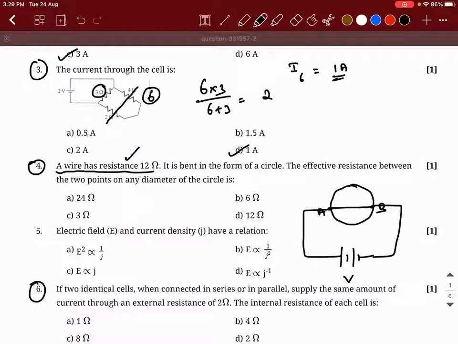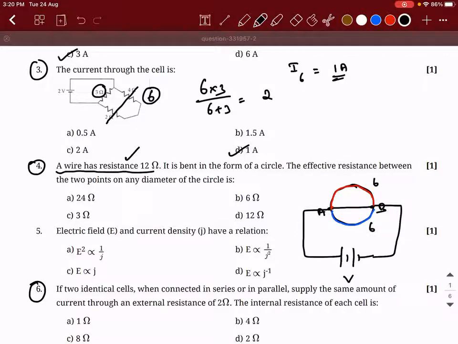how to solve this? Anybody, can you tell me how to solve this? Sir, you should consider half of the circle as one resistance and the other half as another resistance. That's correct. So what will be the resistance of the upper portion? What will be the resistance of the lower part? Both 6, sir. Very good. Both are 6, right?